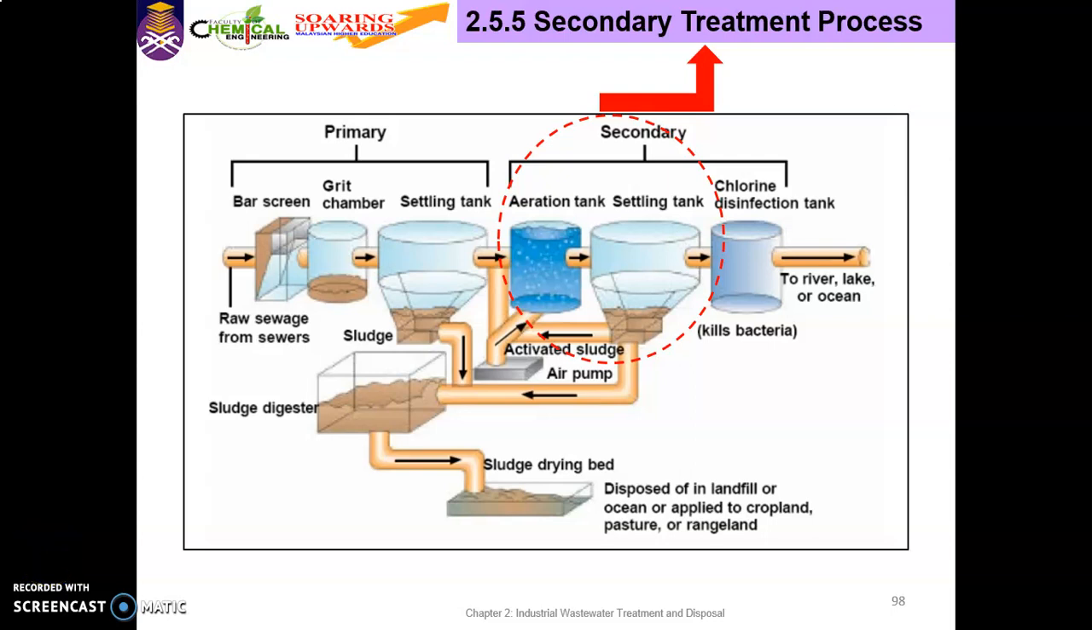Okay, next we move to the secondary treatment process, also known as the biological process. It happens here in the aeration tank, where the wastewater is being converted into biomass.